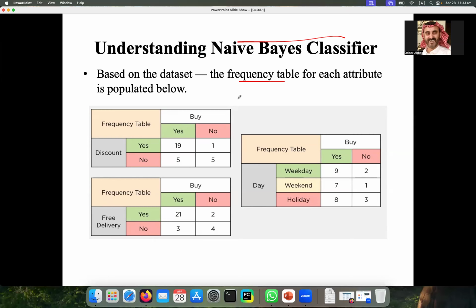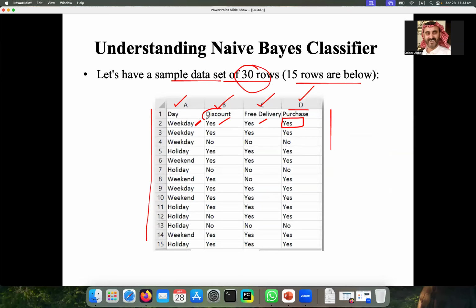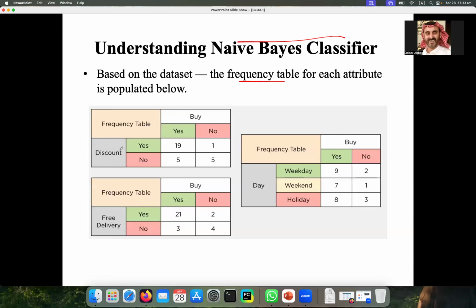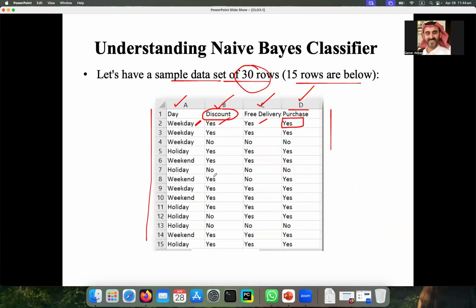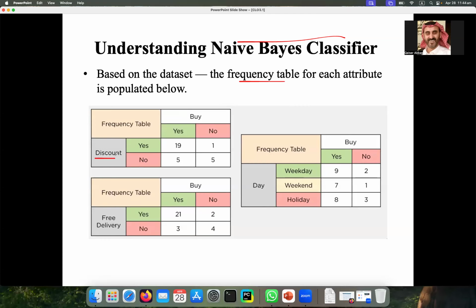From this data, for example, take the discount variable. Here you have yes and no values, and in the output, this is what we want: to buy or not buy. So now you have to calculate the frequency of discount and purchase. For that reason, you have this table there.